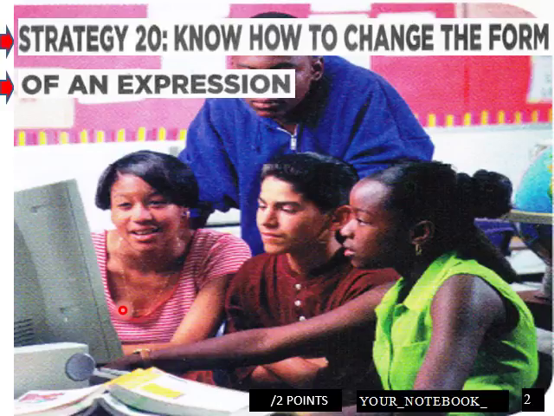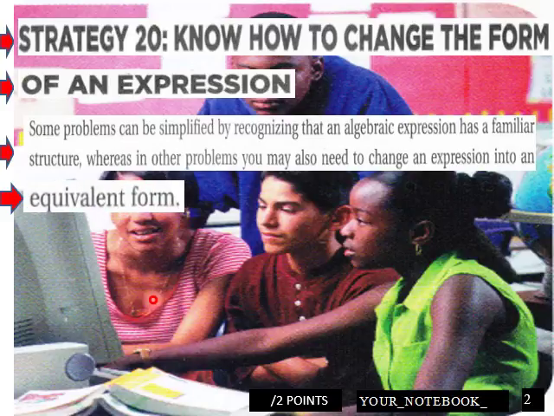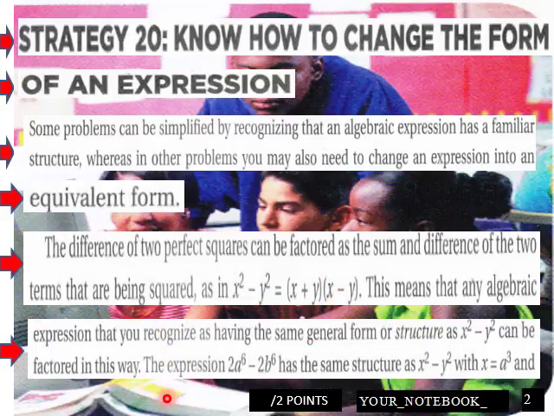Strategy 20: know how to change the form of an expression. Some problems can be simplified by changing things around. Equivalent form: the difference of two perfect squares can be factored as a sum and difference of the two terms being squared, x squared minus y squared equals this here.